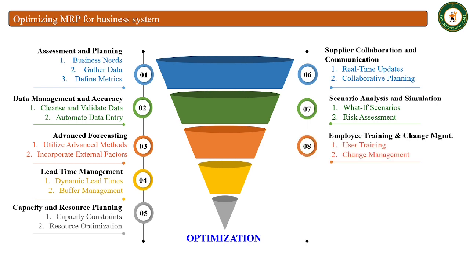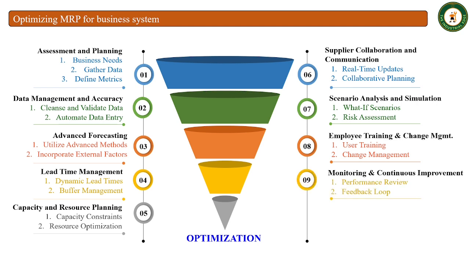Eighth step in optimization, employee training and change management. In employee training and change management, first user training. Train employees on how to effectively use the MRP system. Ensure that they understand data input, system output, and decision making based on the system's recommendations. Second, change management. Address resistance to change by involving employees in the optimization process, communicating benefits and addressing concerns.